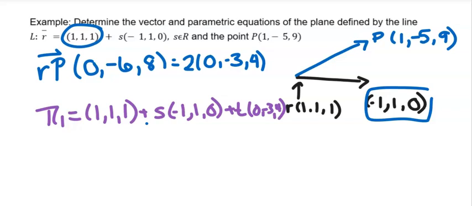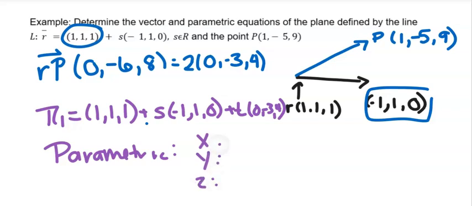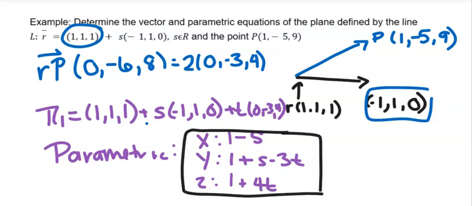This is the vector equation, and I can also find the parametric equation, where I break down the components of x, y, and z. Okay, so x starts at 1, y starts at 1, z starts at 1. I move negative s. I move positive s. I don't move any s. I move no t. I move negative 3 t's. And I move positive 4 t's. These are my parametric equations for this plane.